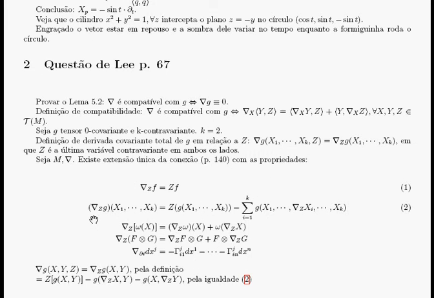Second property, nabla g underline Z of (X1, ..., Xk) is equal to Z applied to g(X1, ..., Xk) minus the sum from i equals 1 to k of g, where the Xi is replaced by nabla of Xi underline Z. Okay, so we have nabla_Z g(X1, X2, X3), minus g(nabla_Z X1, X2, X3), minus g(X1, nabla_Z X2, X3), minus g(X1, X2, nabla_Z X3), and so on.